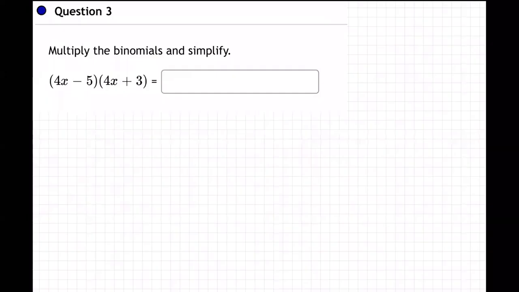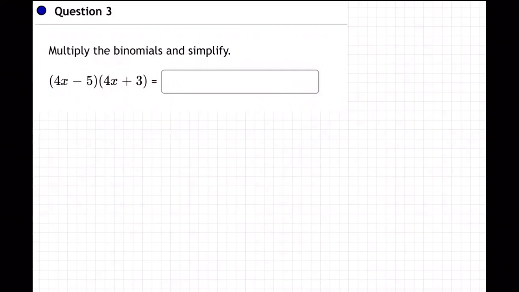Okay, on this one, we're wanting to multiply the binomials and simplify. All right, how do we do it? Well, we're going to take terms. Notice we have two terms and two terms. That's why they're both called binomials, like bicycle, two tires. It's a two-termer and a two-termer, and we're multiplying them.